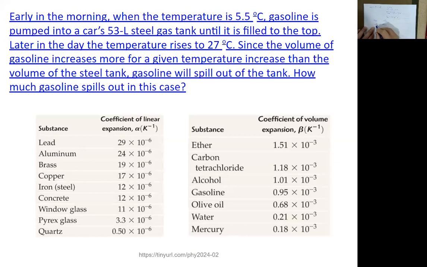Delta V gas will be equal to beta of gas times V times delta T, minus delta V steel, which is beta of steel times V times delta T. If you do it this way, you can factor out V and delta T because they are the same, the original volume and the change in temperature. So this would then just be beta of gas minus beta of steel, times the initial volume, times delta T.